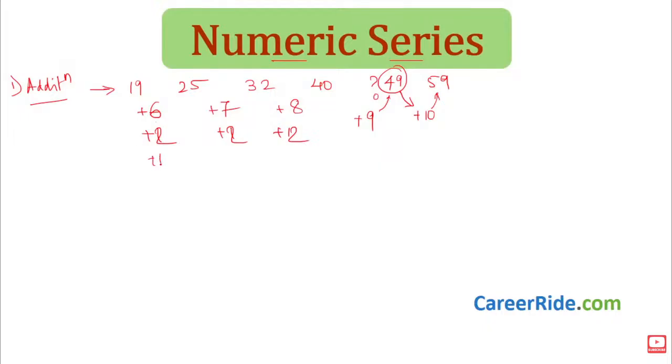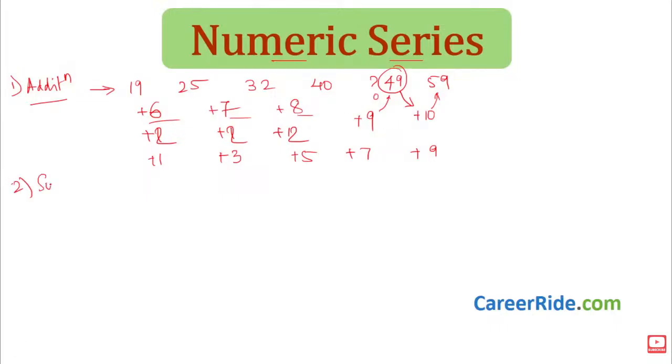So first they'll add 1, then they'll add directly 3, then they'll add 5, then 7, then 9. Only odd numbers might be added, or only even numbers might be added. Addition can be of anything. So when you determine that it is an addition series, you just need to find out the pattern as to what exactly is being added.